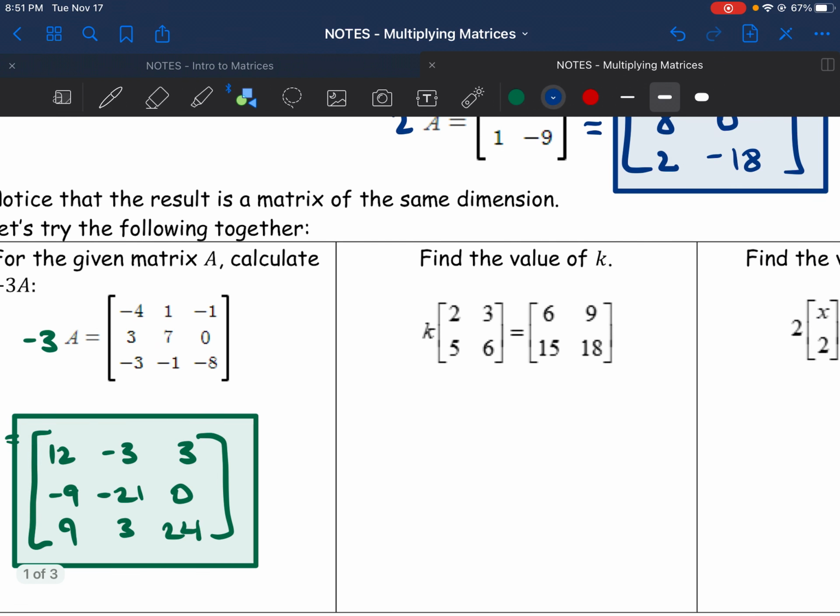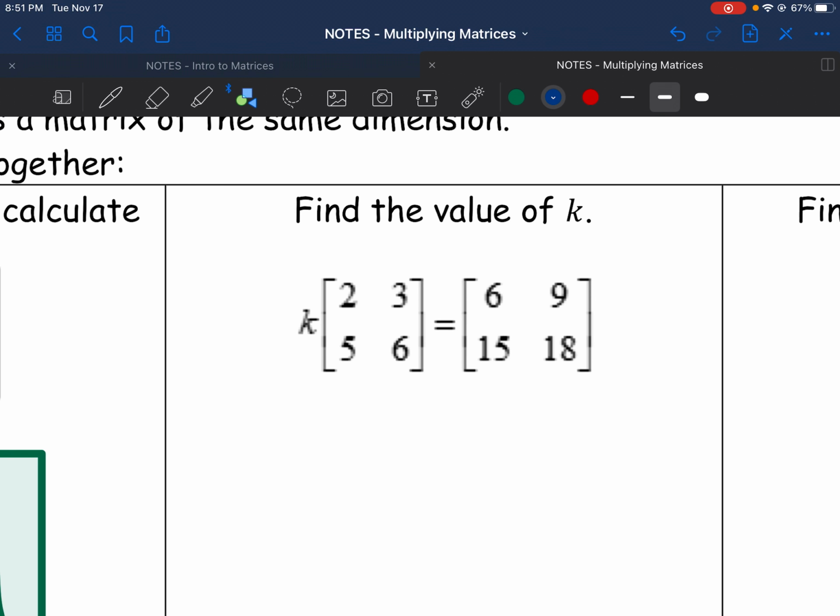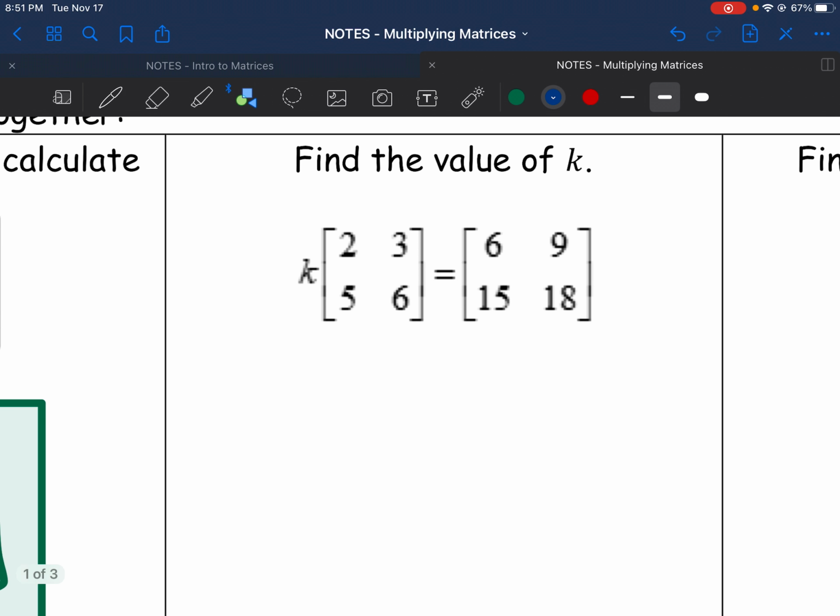Let's try a couple problems that involve multiplying matrices by scalars, but maybe have a little more critical thinking going on behind the scenes here. So in this next example problem, we want to find the value of k if k times this 2 by 2 matrix on the left will give us this 2 by 2 matrix on the right. Well, let's think about this here. Let's go ahead and distribute k to all the elements in this matrix.